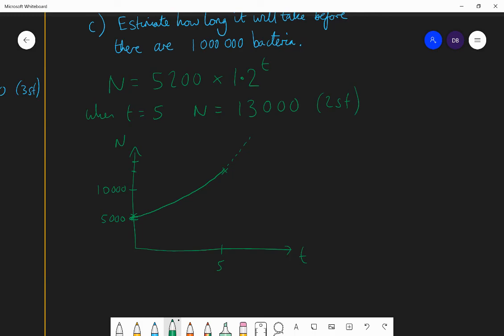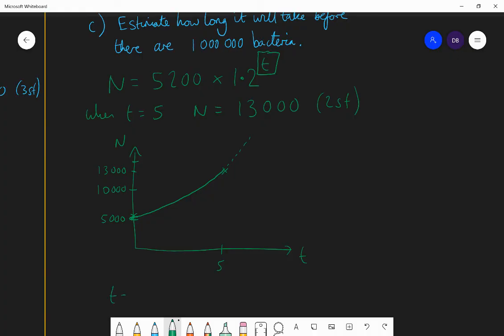I want to estimate how long it'll take before there are 1 million bacteria. Well, my graph doesn't go that far. It only goes up to about 13,000. So I can't read off from the graph. I'm just going to have to do some trial and error. If I try different values of the time in hours, I'll quickly work out that it's less than 30 hours, but more than 20 hours.